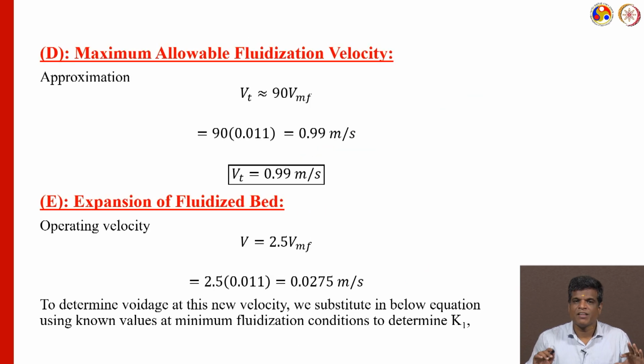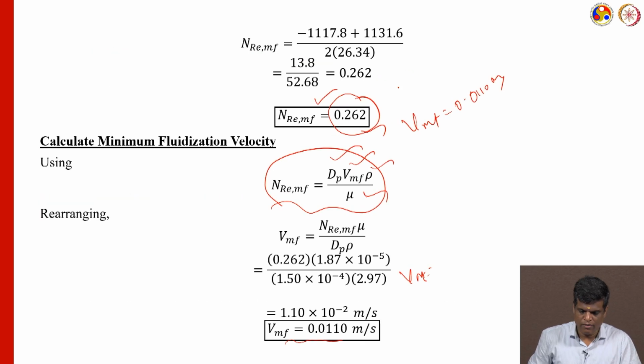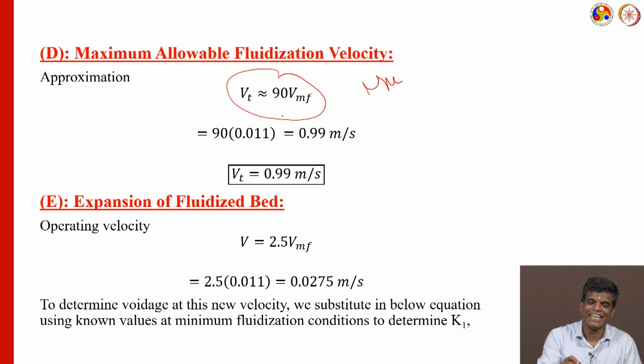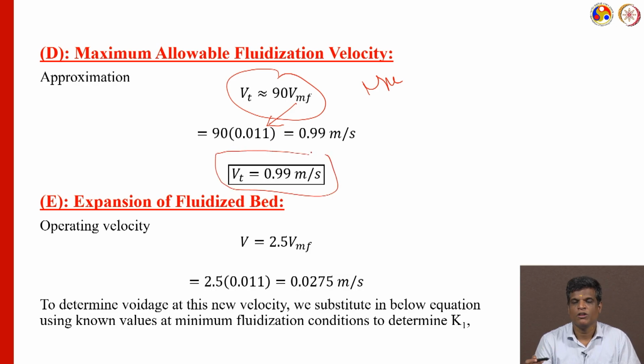So now we need the maximum allowable velocity. We already discussed that if the Reynolds number is less than that value, and here we got 0.262, then automatically it falls in the first one. So Vt by Vmf is approximately 90 times here. So Vmf we know, and then we can operate at the safe maximum allowable fluidization velocity, 0.99 meter per second. We should not cross this one.